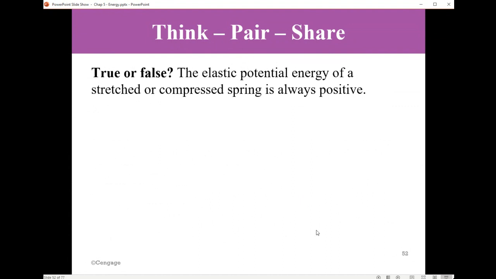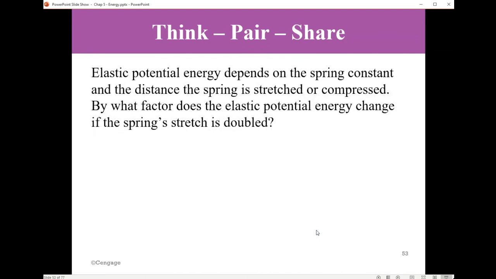You may have noticed that the elastic potential energy is equal to half kx squared. So we are not dealing with x, we are dealing with x squared, which means if x is negative or x is positive, it doesn't make a difference because we are dealing with the square of x. So yes, the elastic potential energy is always positive. Elastic potential energy depends on the spring constant and the distance the spring is stretched or compressed.